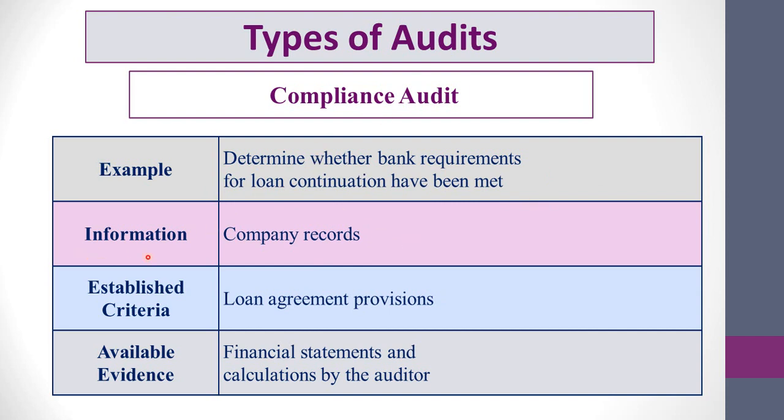يبقى الانفورميشن اللي المفروض تكون متاحه بالنسبه لي is going to be company records. So the information to be available is going to be company records. Okay. To be sure that this information is correct information, what kind of established criteria I should be compared with? The established criteria here is going to be loan agreement.